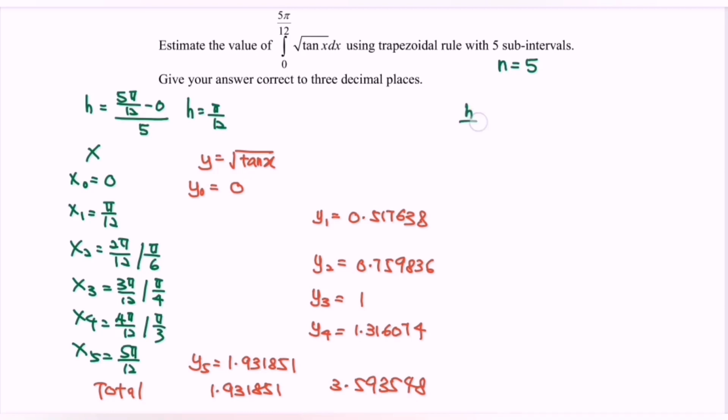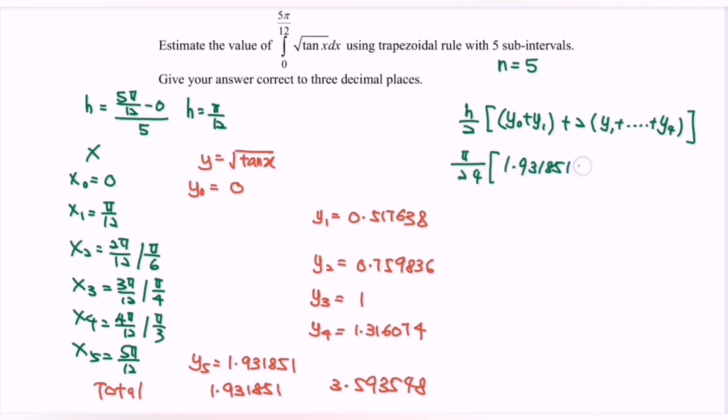So substitute the formula. We will have h over 2 bracket, y0 plus y sub 5 plus 2 multiply for y1 until y sub 4. So pi over 12 divided by 2, so pi over 24 bracket 1.931851 plus 2 multiply with 3.593548. If we simplify the situation, 1.193667371. If we round up, the question said 3 decimal places, so 1.194. That will be the value for this case.